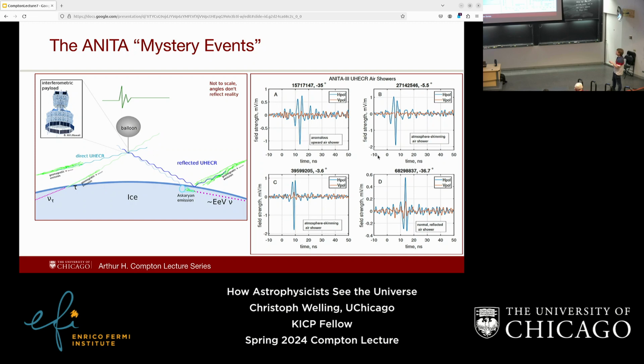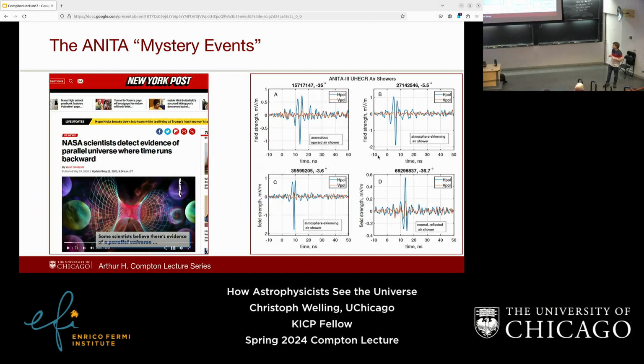But then there's also this signal, which is weird because it looks like a cosmic ray, but it's coming from down here. And we don't really know what it is. There are multiple of these, so it's not just one fluke. It might just be that sometimes the ice does weird stuff to radio signals. It might be some weird interaction with cosmic rays. We really don't know. If you asked the New York Post, it's a mirror universe where time runs backwards. So don't get your science news from the New York Post. I mean, they're by far not the only ones who run with this headline.